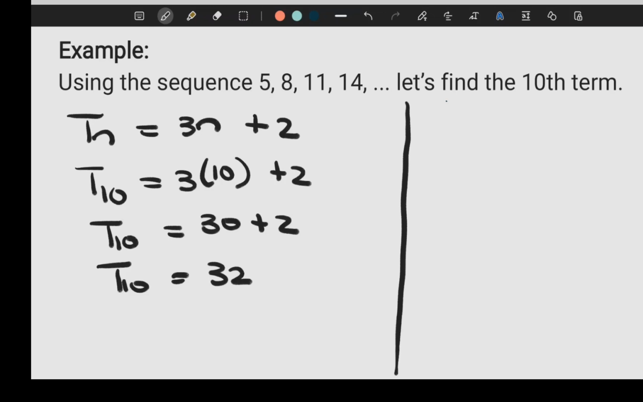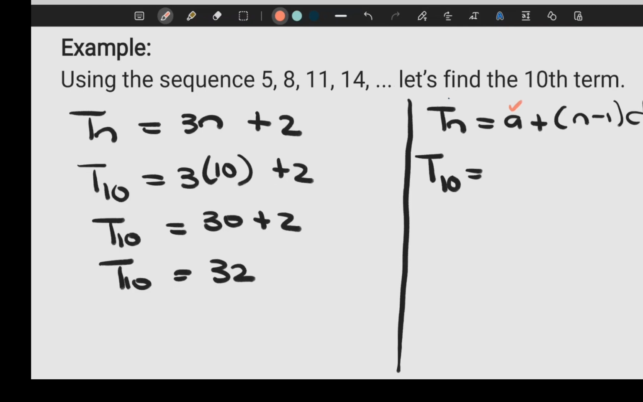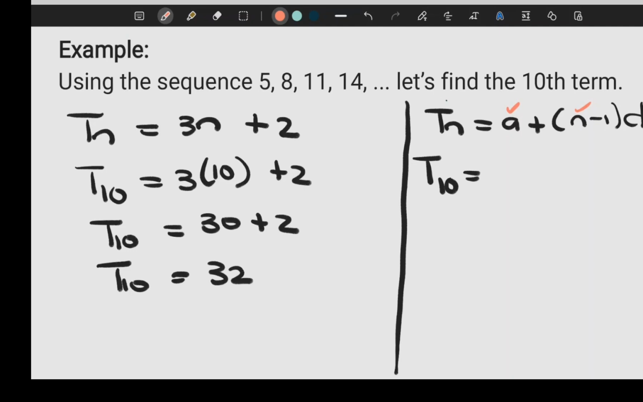So if I don't have the general term, I'm still going to copy the formula from the formula page. So let's say you did not find the general term. You copy the formula from your formula page and you are still looking for T10. So I'm still going to make n 10. Now I'm going to replace A, n, and D. So I'm going to replace A. A is the first term. N, I'm looking for the 10th term. D is the constant difference that we worked out, and that was 3.